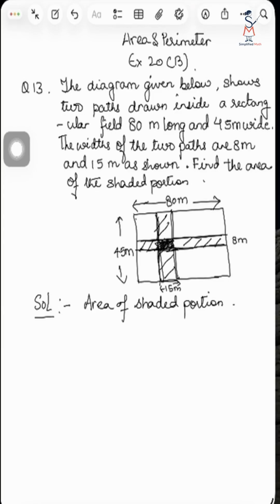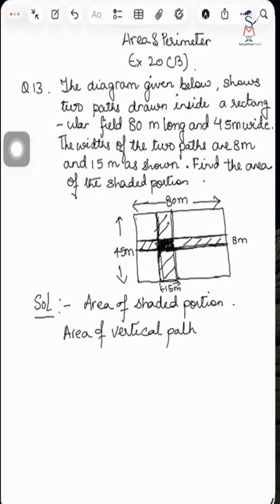It is involved in the horizontal one and it is also involved in the vertical one, right? So from these two areas of horizontal and vertical path, we will remove this common area once. Clear? So first we will find the area of the vertical path.